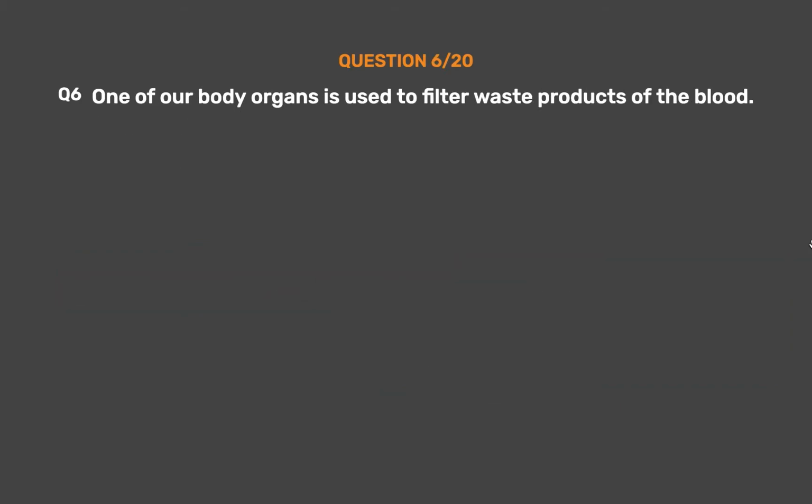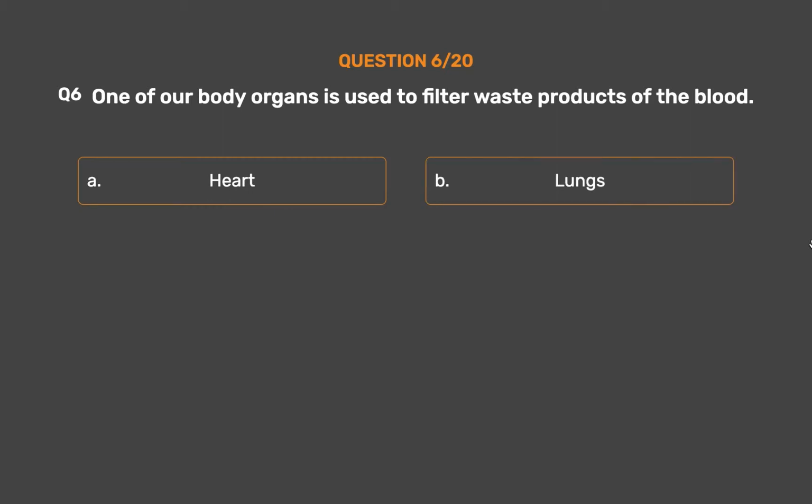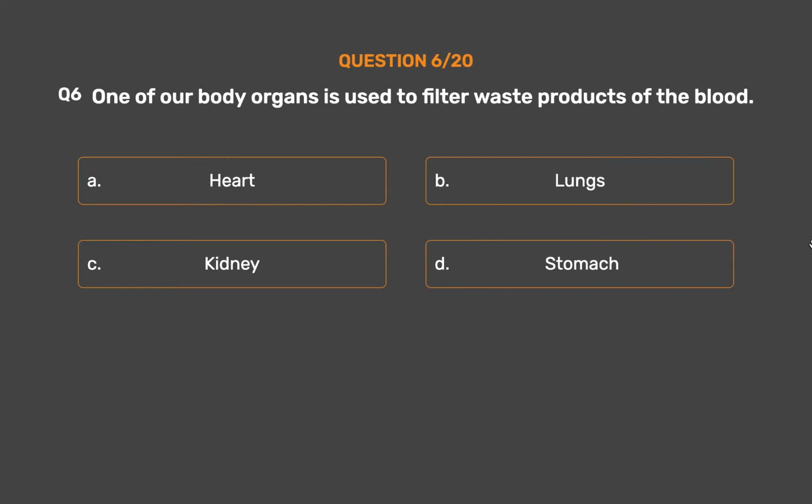Question number 6. One of our body organs is used to filter waste products of the blood. Option A. Heart. Option B. Lungs. Option C. Kidney. Option D. Stomach.